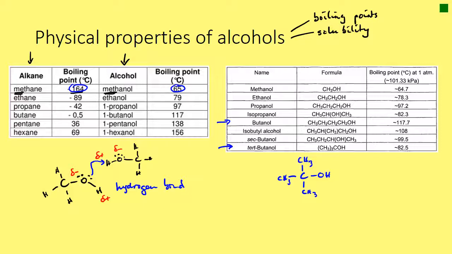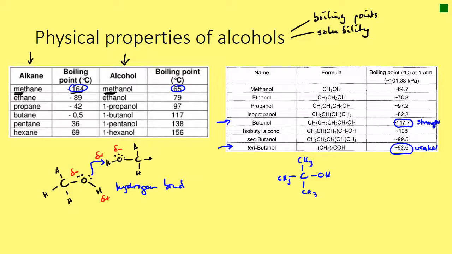As you can see, the boiling point of tert-butanol is about 82, compared to normal butanol, much higher. That implies that the intermolecular forces between butanol molecules are stronger than tert-butanol, which is weaker. So let's just explain that.